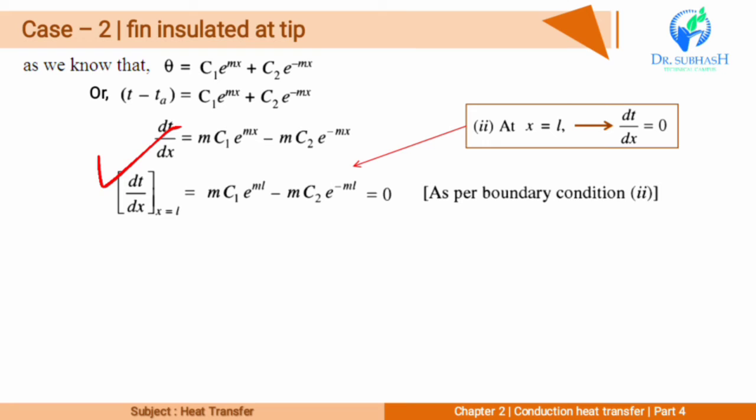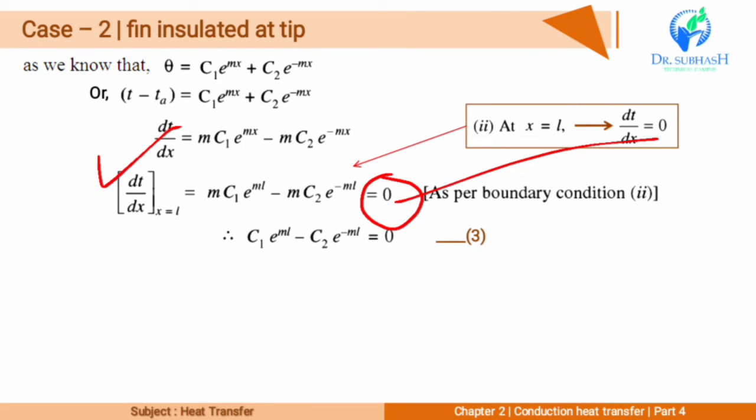Our second boundary condition at x is equal to L, dT by dx is equal to 0. So, instead of x we now write L, and dT by dx when x is equal to L is equal to m C1 e raised to ml minus m C2 e raised to minus ml is equal to 0 from our second boundary condition. So, take m common and shift to the right hand side. So, finally, we get equation number 3, that is C1 e raised to ml minus C2 e raised to minus ml is equal to 0.